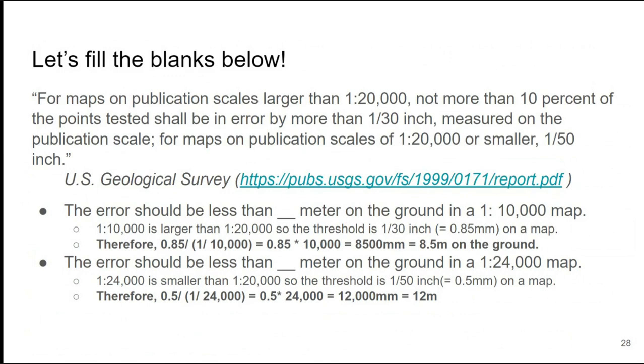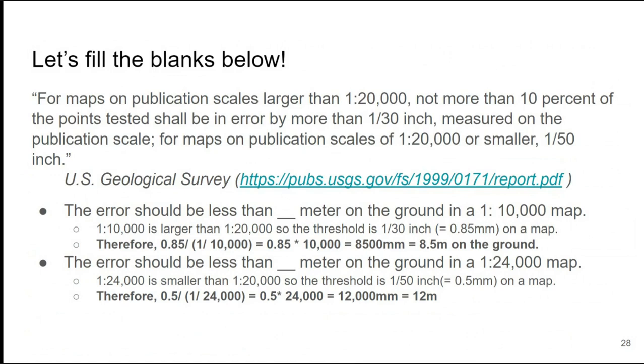First, the error should be less than x meters on the ground in a 1/10,000 map. Here, 1/10,000 is a larger scale than 1/20,000, so the threshold is 0.85 millimeter on a map. Hence, when we divide the 0.85 millimeter by 1/10,000, it is going to be 8.5 meters on the ground.